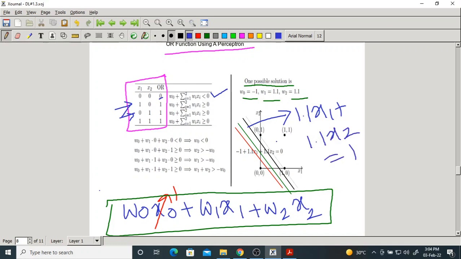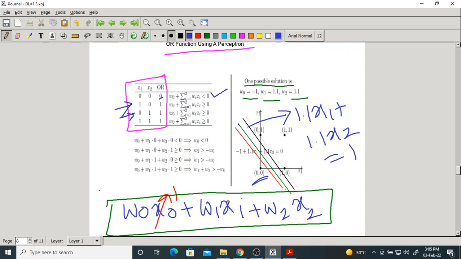Now this line is a boundary which divides the points. Three inputs lie above the line and one input lies below the line. Obviously, it's just like the MP neuron. It is dividing the entire space into 2 halves, and some inputs lie above it, some inputs lie below it. As I told you, we have so many possible solutions. One among them is minus 1, 1.1, 1.1. This red line could be one another solution.